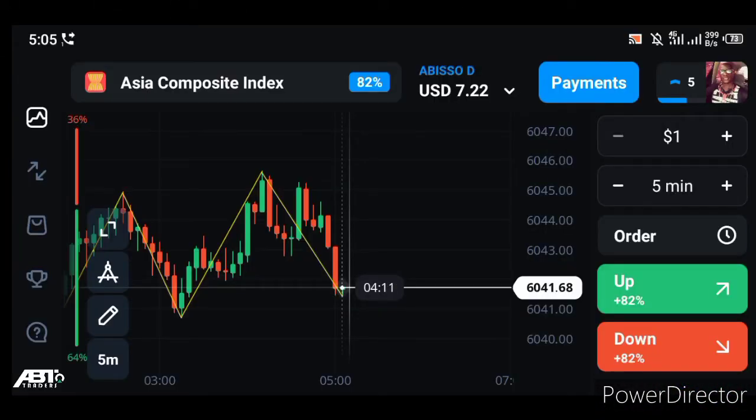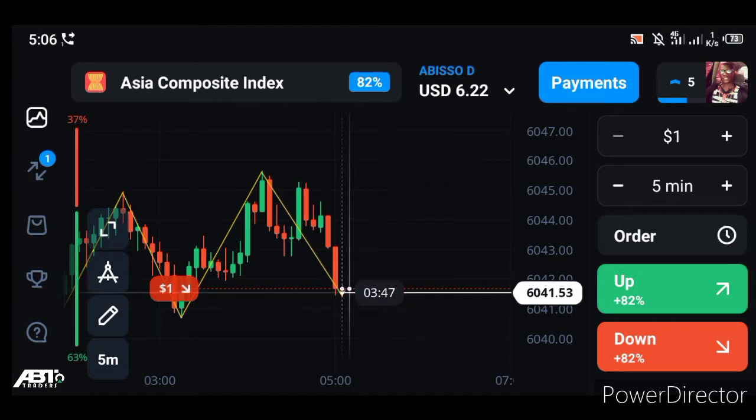As you can see here, I'm using my smartphone to trade. And I'm in a live account which has $7 only, and we are going to try to raise $1 to $20 in just 3 hours. So here I can see a downtrend, so let's put a downtrend for 5 minutes. Let us wait and see the results.